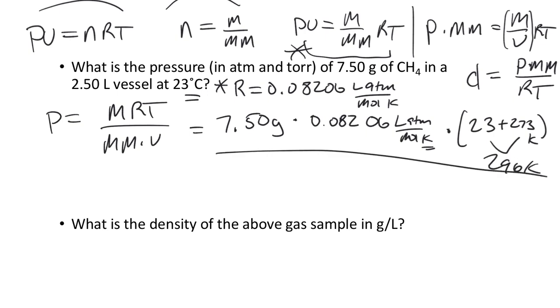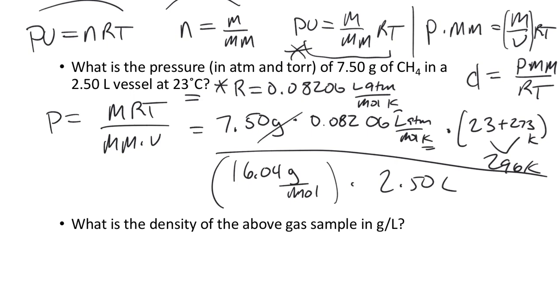And we're going to divide all this by the molar mass of CH4. And so the molar mass would be the grams per mole. So that's 12.01 plus 1.008 times 4. So that's 16.04 grams per mole for the molar mass. And then the volume, we want it in liters because of our liter atmospheres per mole Kelvin. We're provided liters, so that's good.